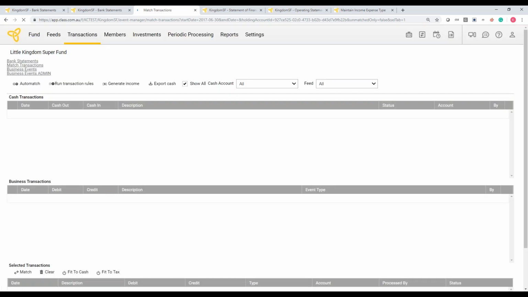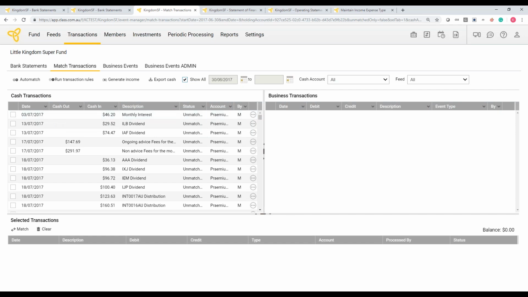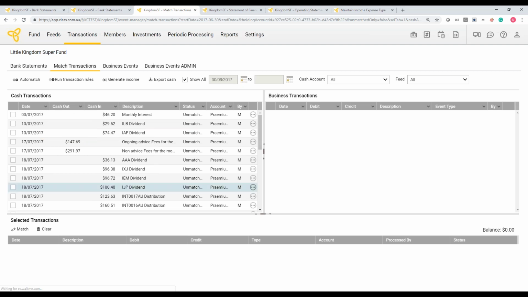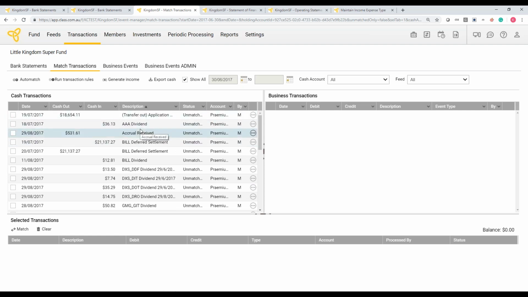Okay. Couple of tricks. If you've got a lot of transactions on the cash side, you can put a date range filter, and let's say it's before 30/8/2017. Okay. Now let's go back to refer. Let's sort by descriptions. It's probably easier. And go to page 26. Select the ones that are displayed on this report.